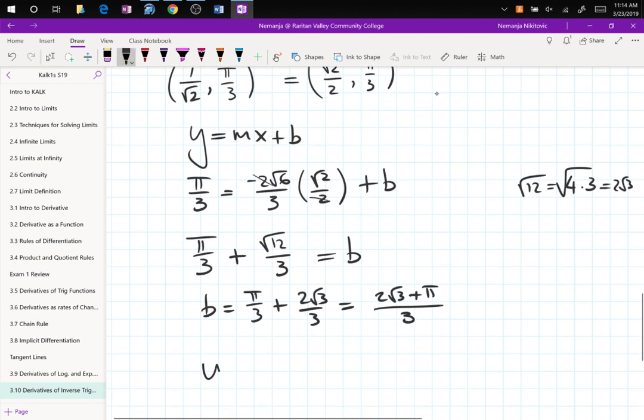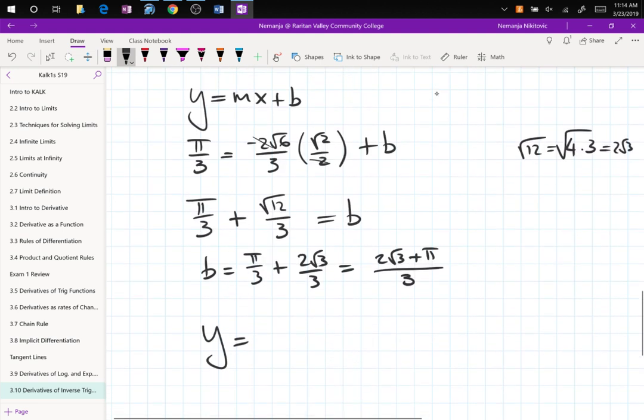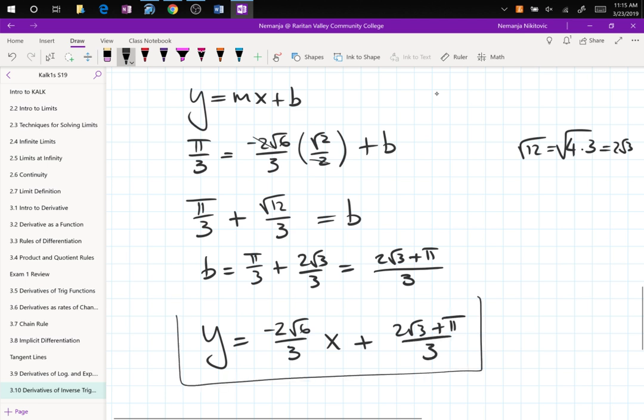So the tangent line is y equals negative 2 root 6 over 3 x plus 2 root 3 plus pi over 3. That's the tangent line at 1 over root 2, pi over 3. You can get decimals if you care. Whatever you come up with. And that's it. That's the inverse trig functions.